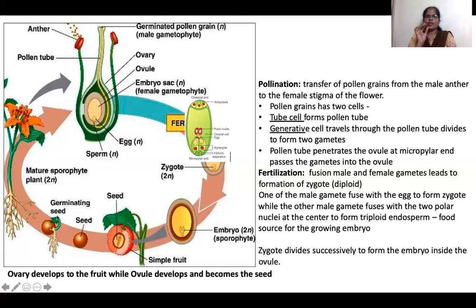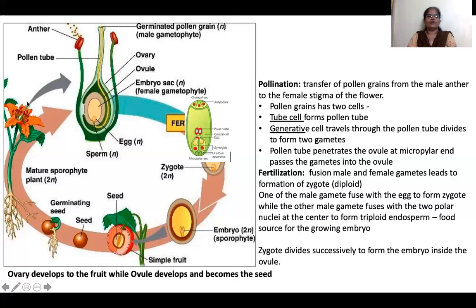Inside the seed there is one baby plant. That is called the embryo. This embryo is the baby plant present inside the seed. If we put this seed in the soil, it germinates into a shoot and root, and again we get a new plant. This is the cycle of sexual reproduction in plants.